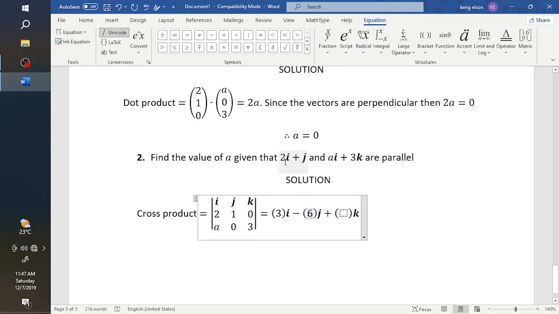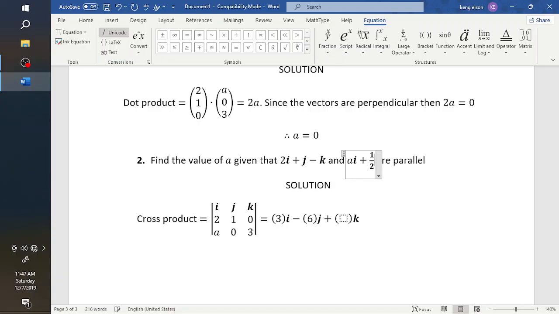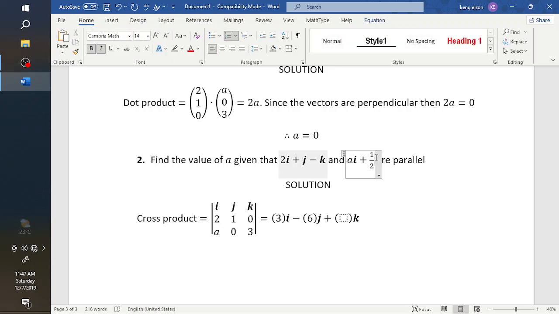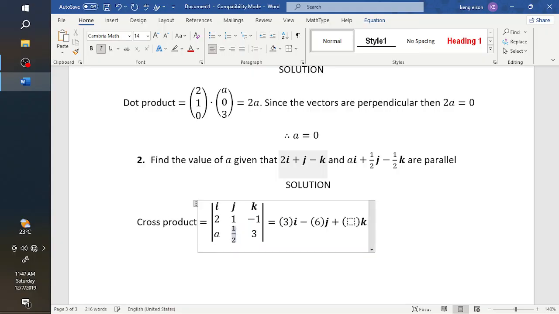So find the value of A given that the vector 2I plus J minus K, and AI plus half J minus half K, are parallel. So this is 2, 1, negative 1, and then this is A, this is half, and this is negative half.